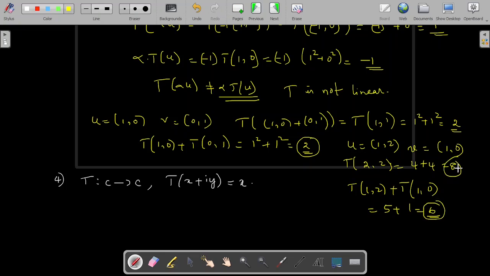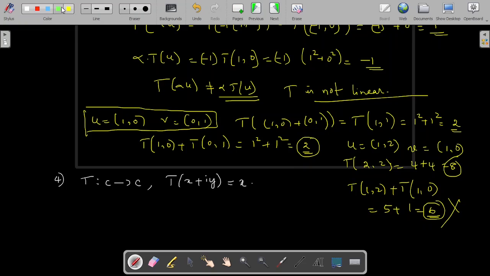You know that the scalar multiplication and vector addition preserving property should be satisfied for all vectors. Look here, this is satisfying for these two vectors, but it is not satisfying for these two. If it is a linear transformation, it has to satisfy for all vectors. So that's why this transformation is not linear.